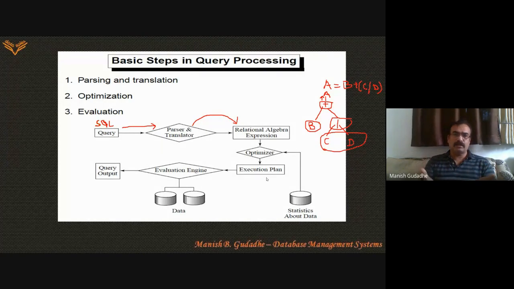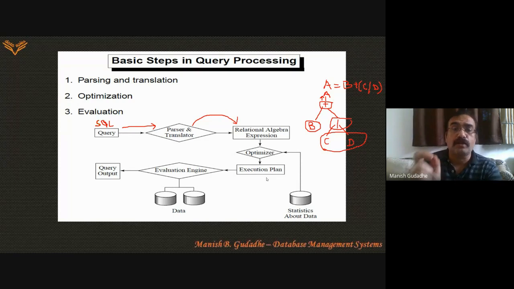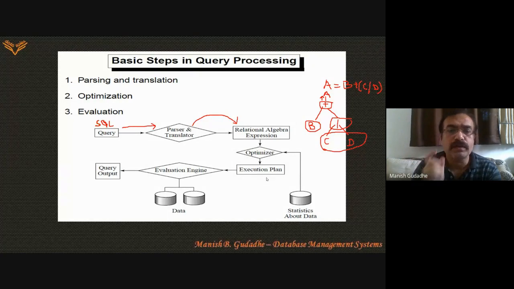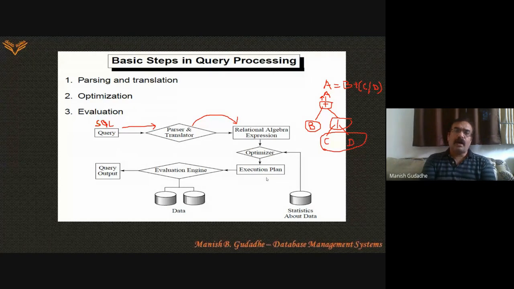These are different execution plans, and one of the plans you are going to execute as per your cost. This cost may be time, may be comfort, may be the money you want to spend. Okay, this cost can be of any form. Depending on that cost, you are going to choose an execution plan, and you are going to execute that execution plan using the evaluation engine. And then you are going to get the output of the query.